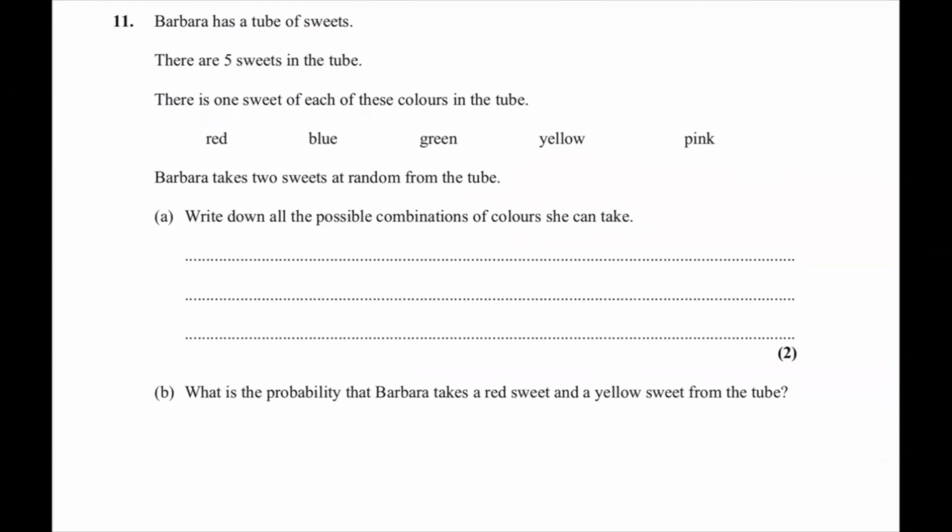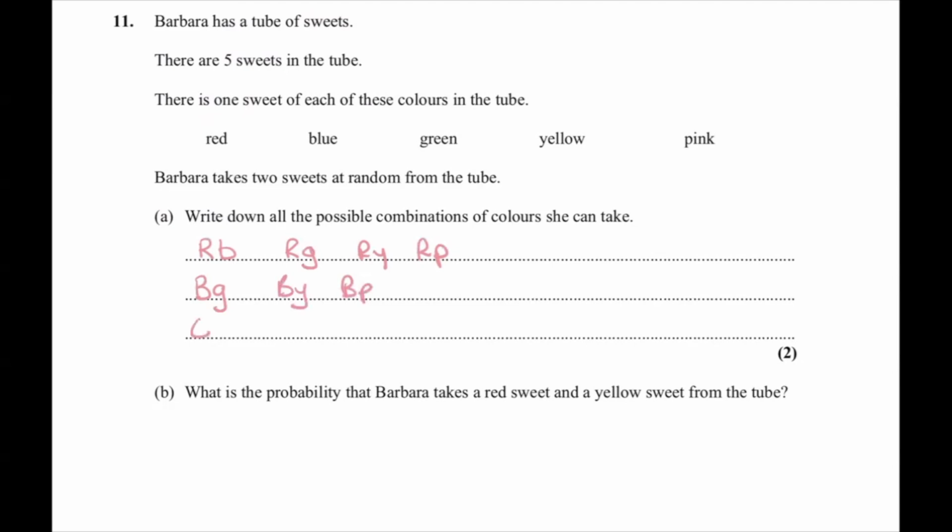Barbara's going to take 2 randomly from the tube, and we have to write down all the possible combinations. So let's say she took a red first. She could have taken a blue next, or she could have gone red green, red yellow, or red pink. And then you just repeat that. If she took a blue, we've already got the blue and red combination, so we're just going to keep going forward. Blue green, blue yellow, blue pink.